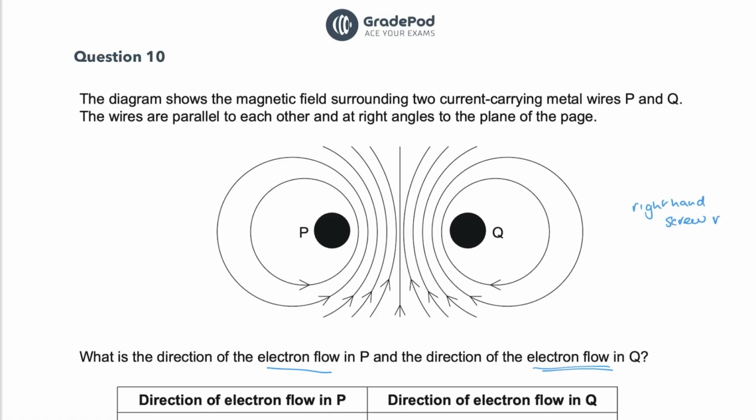Right-hand screw rule, and the thumb, I'm going to try and draw this here. The thumb goes in the direction of conventional current, which is positive to negative, and the fingers curl around in the direction of the field lines. That's supposed to be a hand, and these are supposed to be fingers, and that's the wrist.